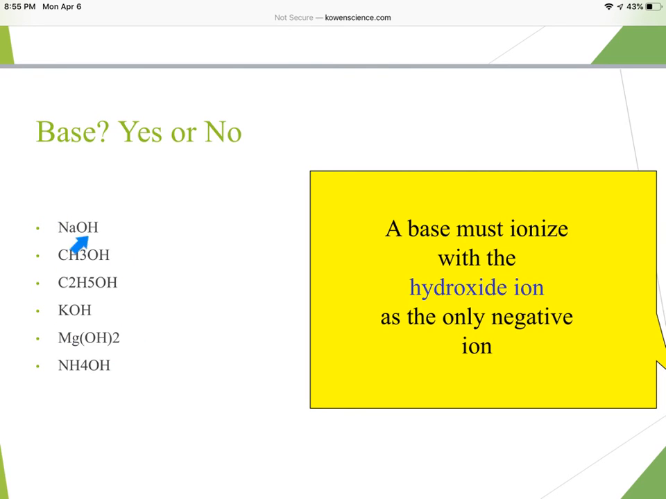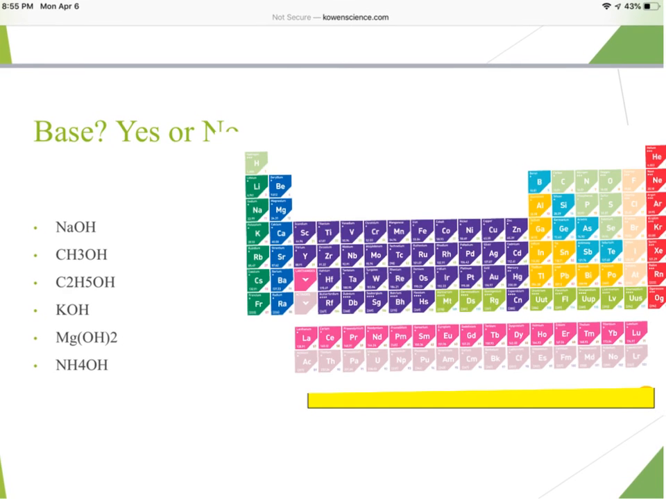Now let's look at these right here for a second. And so we're going to look at our first example here. We're going to look at NaOH. Is that a strong or weak base? Na's here. This is group 1, group 2, so that's going to be a strong base. We look up CH3OH. This right here is not in group 1 or 2, so that would have to be a weak base. We look up KOH. K is right here, so that's in group 1 or 2. That's going to be a strong base.